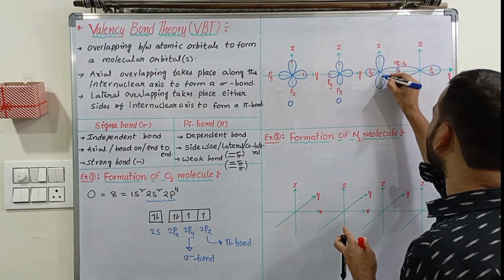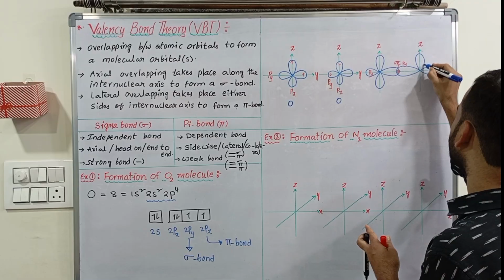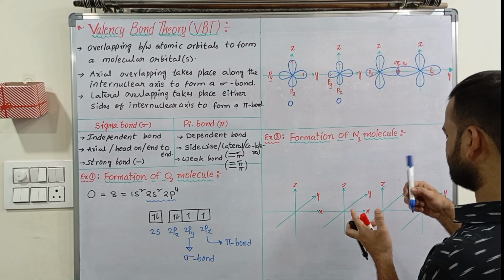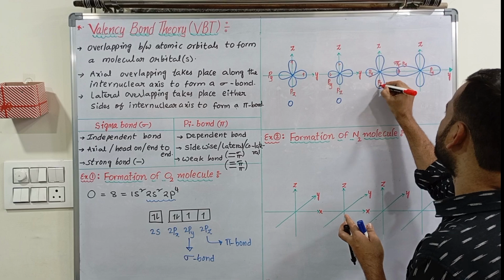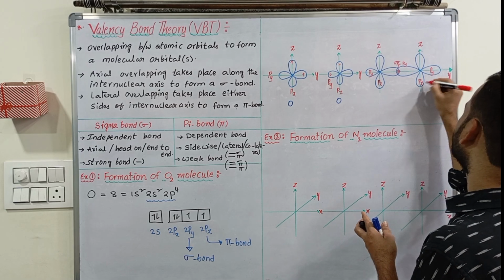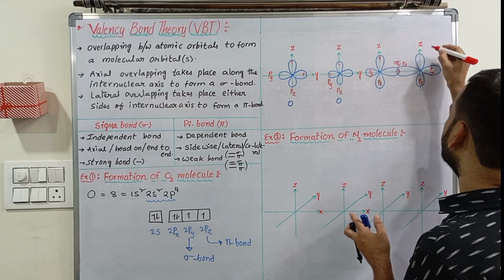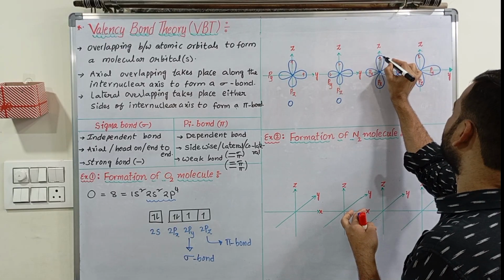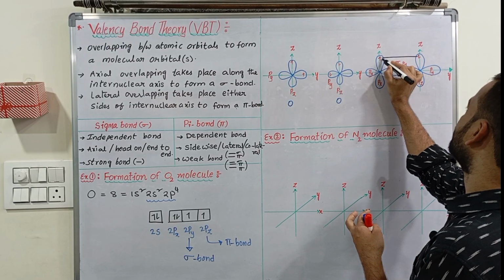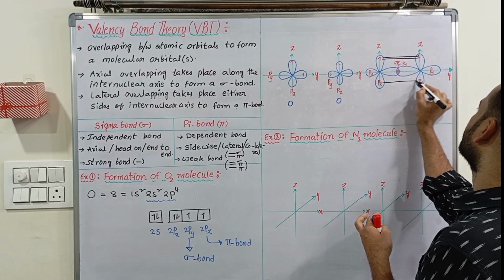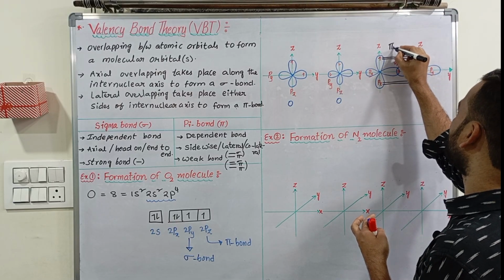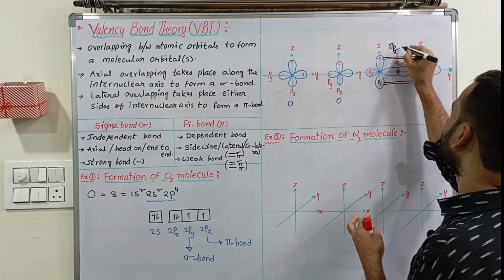Next, between pz, what type of overlapping will be taking place? That is lateral overlapping, or sideways overlapping. So this is a pz. So here upward electron, here downward electron. So between these two, overlapping will be taking place. Understand? It is a pi bond. This pi bond is formed between pz.